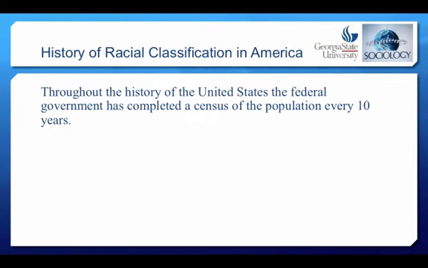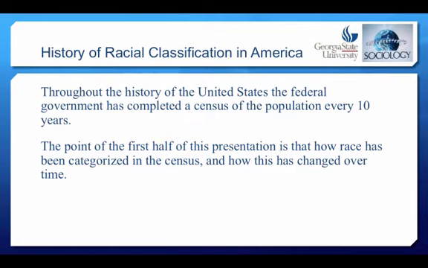So every 10 years since, I think, 1790, the U.S. has conducted a census, and they ask about a person's race or ethnic identity, and that has not always been the same. Things have changed quite a bit, and so I think it's an interesting historical look at how these census categories for race and ethnic identity have changed over time.